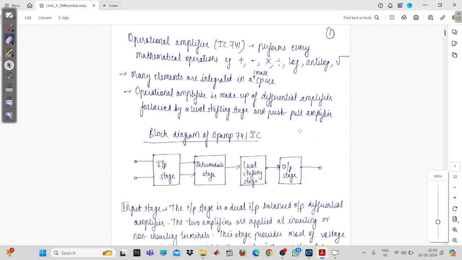A very good evening to all of you. So today we will be understanding the second stage of the operational amplifier, and that is the intermediate stage.